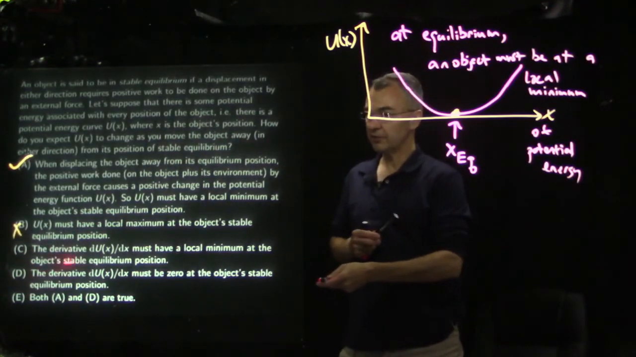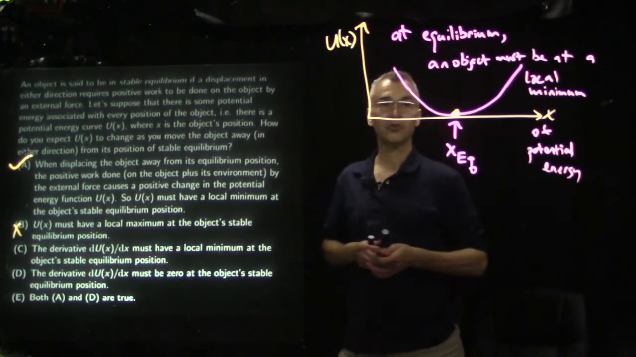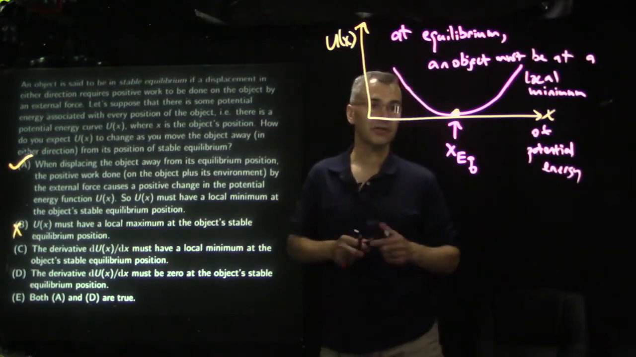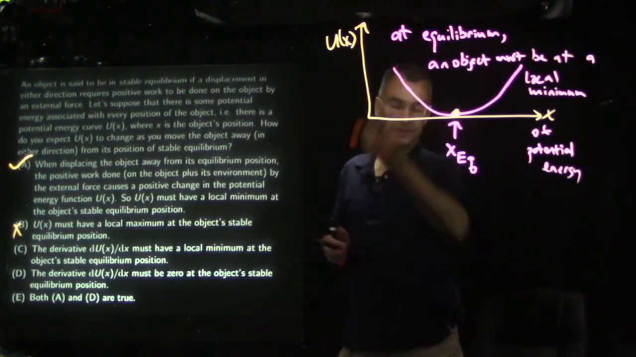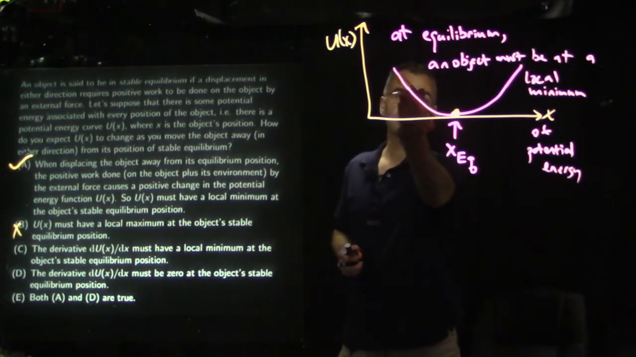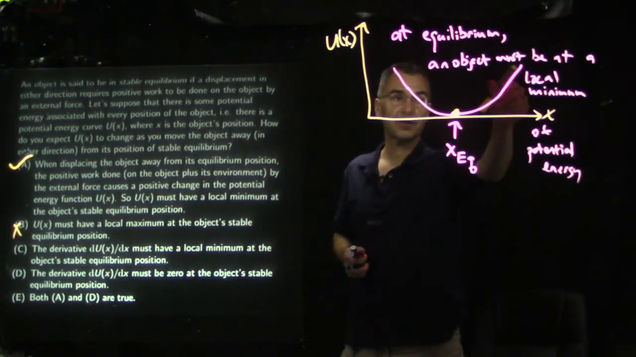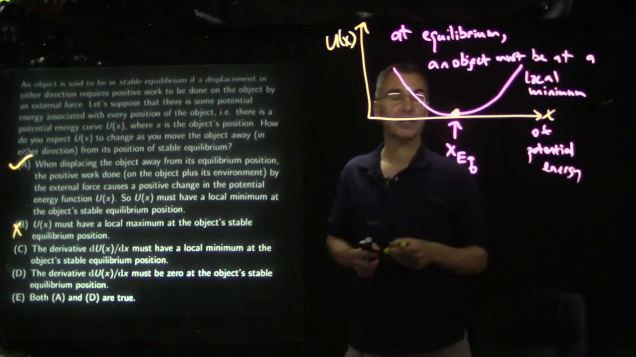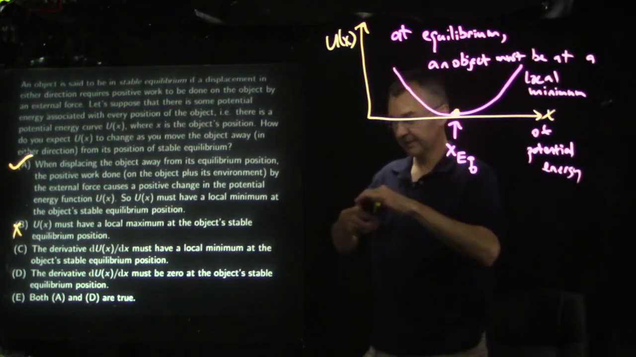C, the derivative du by dx must have a local minimum at the object's stable equilibrium position. No, I don't think that's true. Because, you see, here I think du by dx is negative, and here I think du by dx is positive, and here du by dx is 0. So du by dx went from negative to positive. So that's not a local minimum. So I don't like that at all.